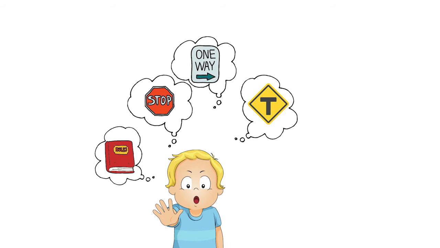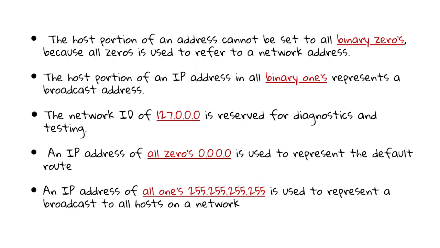I'm sure if you try to send an email without the @ sign, that email is going to bounce because email addresses require the @ sign for the address to be valid. In order for IP addresses to be valid, there are a number of rules that must be followed. Rule number 1, the host portion of an IP address cannot be set to all binary zeros because that is used to refer to a network address. We will look at network addresses in detail later in the course.